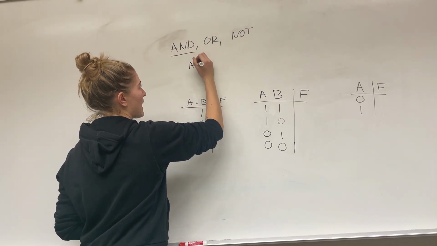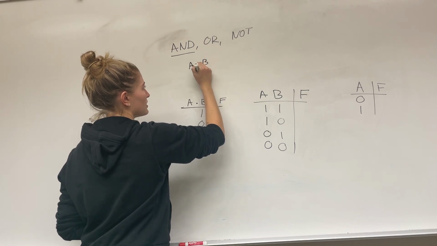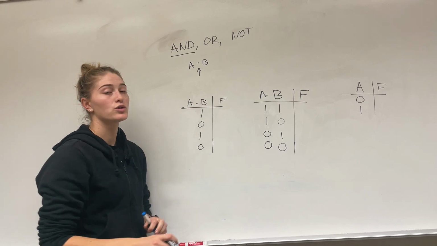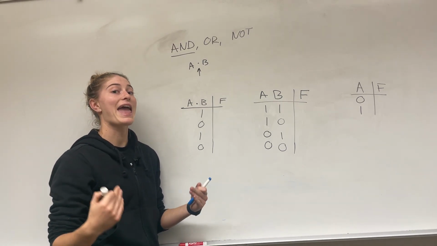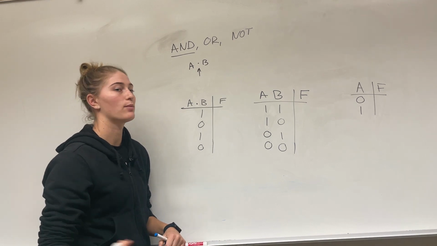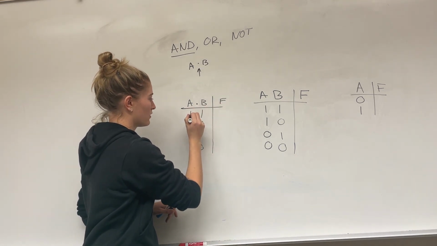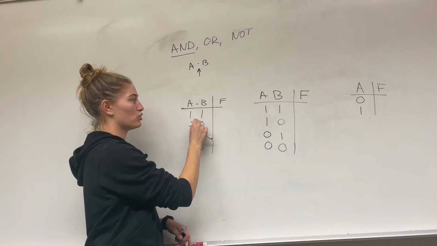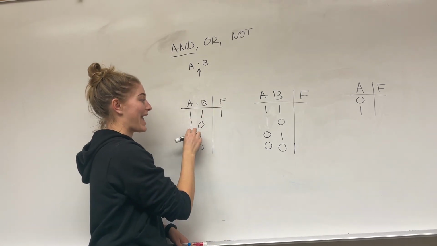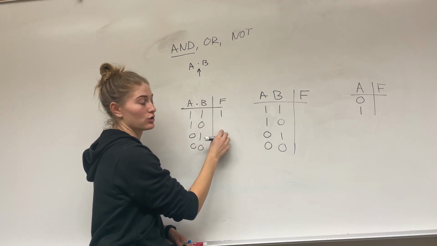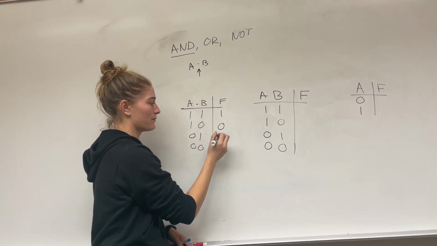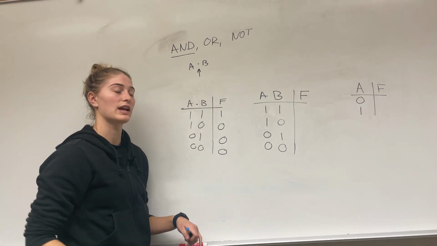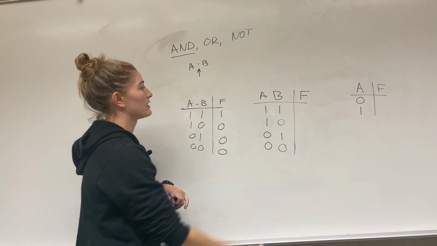AND, if you're doing A and B, is going to be represented with a multiplication sign or a little dot. Going into the truth table for this, you can think of it as A and B have to be true for the output to be true. So for F to be true, A and B both have to be true. So true, true, that means that we get true. If A and B are true, then it's true. If not, it's false. A and B are only true together for that one example on the truth table.